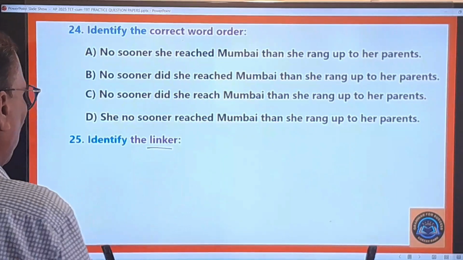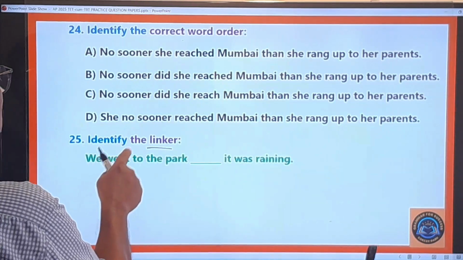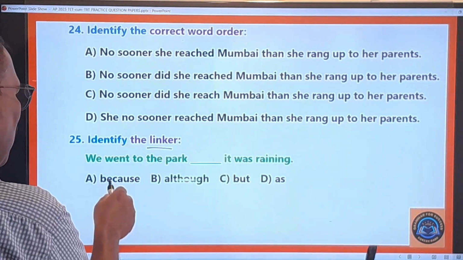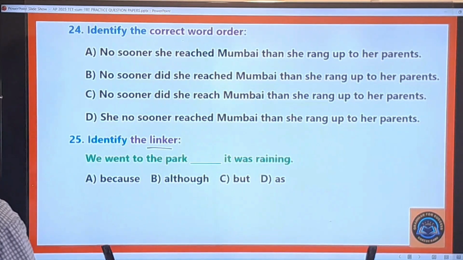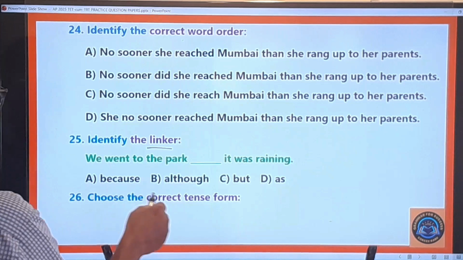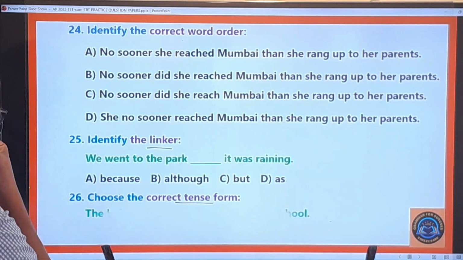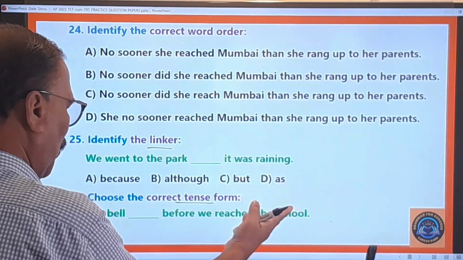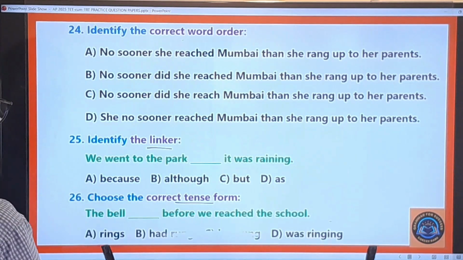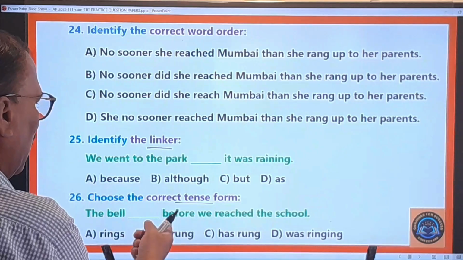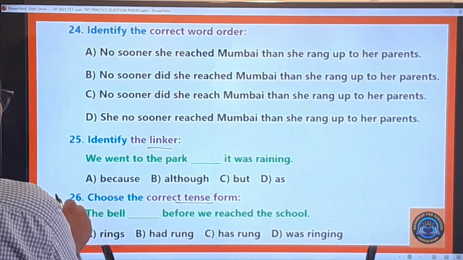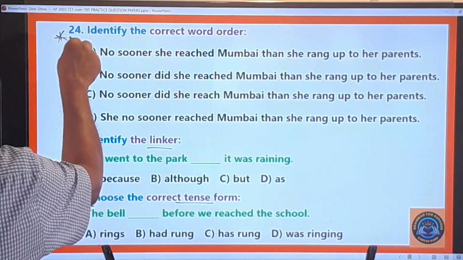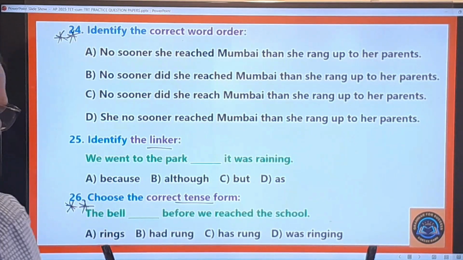Identify the linker. So what sentence is given here? We went to the park, blank, it was raining. And what are the options given here? Because, although, but, as. You go to the next question. Choose the correct tense form. Okay, again one sentence is given on the tenses. The bell, blank, before we reached the school. Okay, and what are the options given here? Rings, had rung, has rung, was ringing. So it's an important question. I'll explain this thing. I will also explain the 24th question very elaborately.